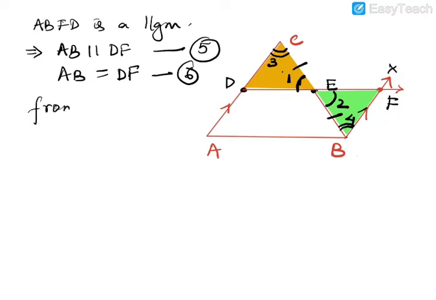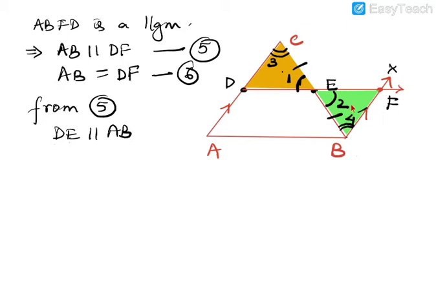Now from 5, we can write DE is parallel to AB because DE is part of DF. So if DF is parallel to AB, then DE will also be parallel to AB. So this proves the first part of this theorem, that the line joining the midpoints of two sides of a triangle is parallel to the third side.